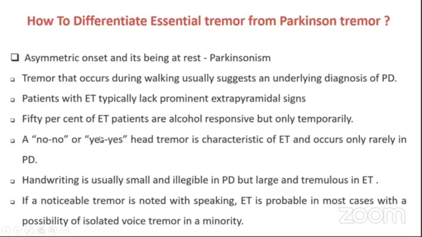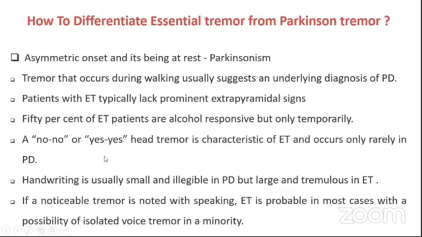50% of essential tremor patients respond very well to alcohol. We previously discussed that a no-no or yes-yes head tremor is very diagnostic of essential tremor, but rarely occurs in Parkinsonian tremor. But if there is jaw tremor, involving the temporomandibular joint, it is more pathognomonic of Parkinsonian tremor. But if the tremor involves the head and there is yes-yes or no-no movement, it's more likely essential tremor.